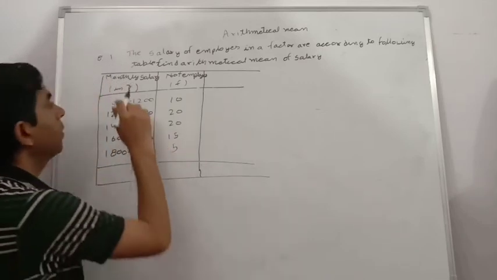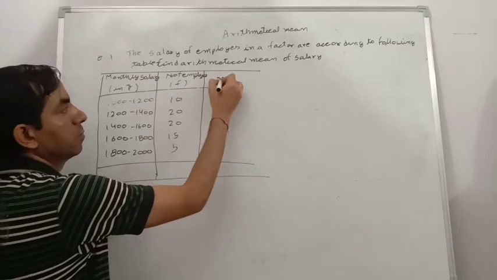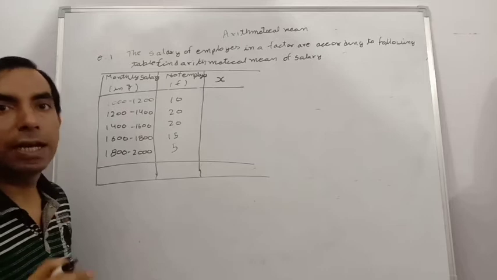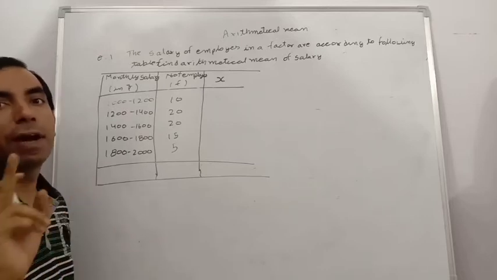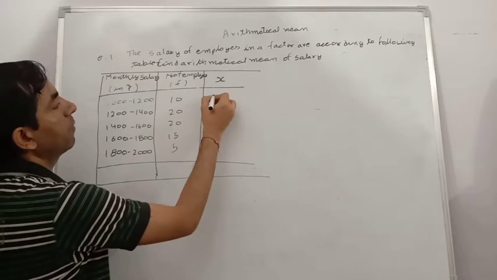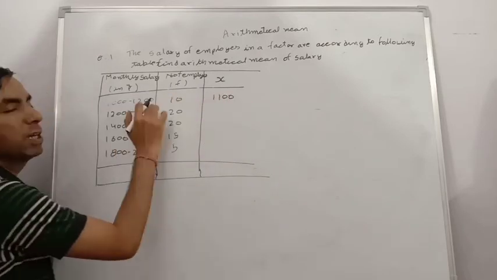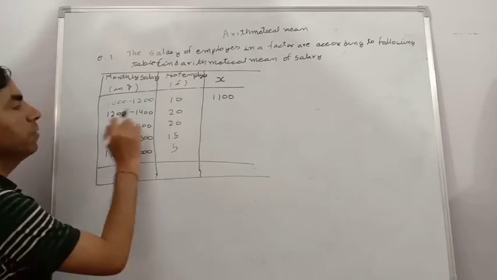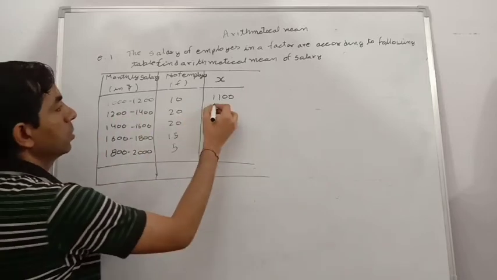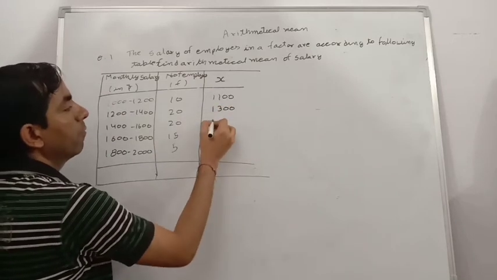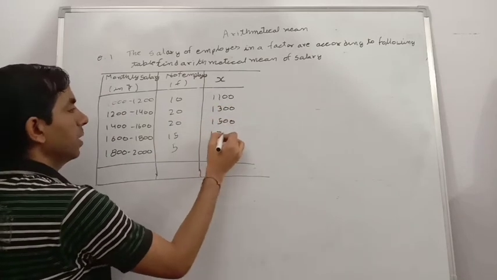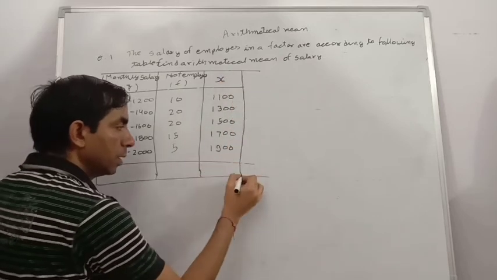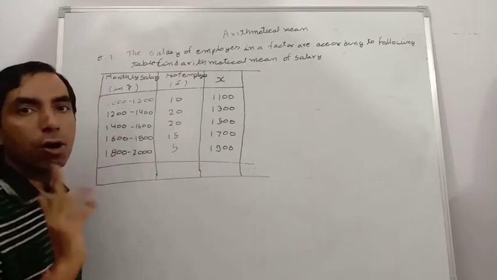In the first method, we generally find the value of x. Here two numbers are given in each interval, so add both of them and divide by 2. By this method we get 1100, because 1000 plus 1200 is 2200, divided by 2 is 1100. Similarly we do it in the other lines, and we get 1300, 1500, 1700 and 1900. These are the x values.